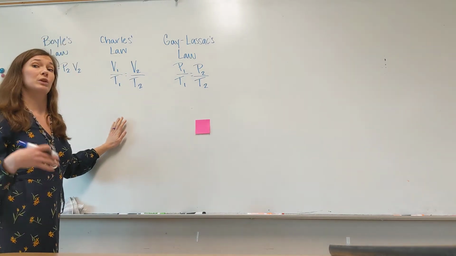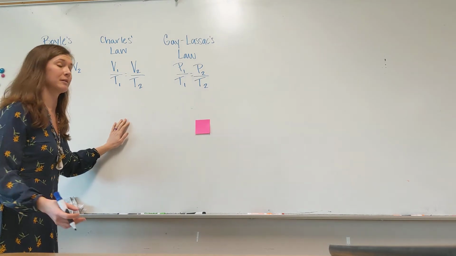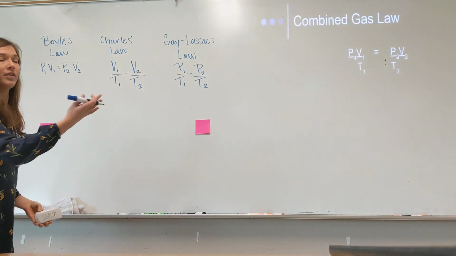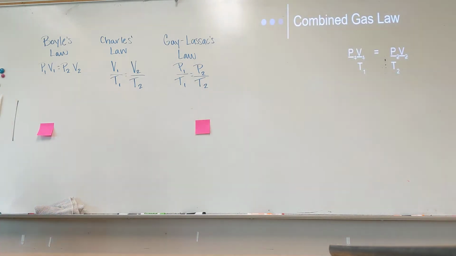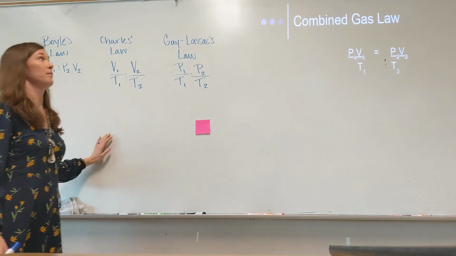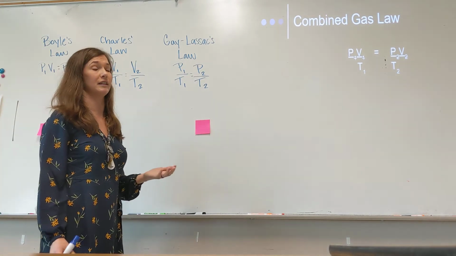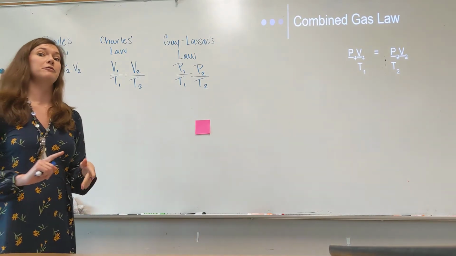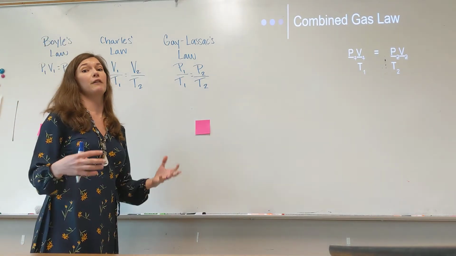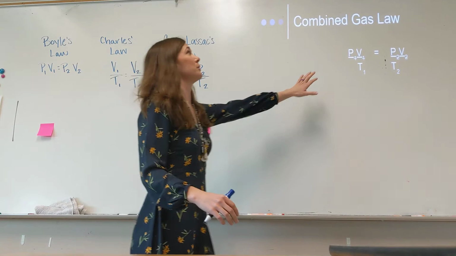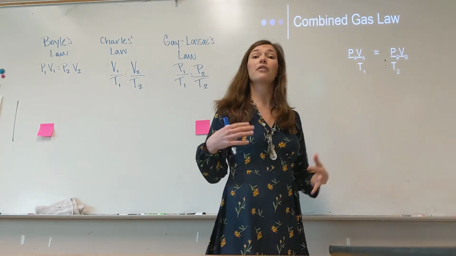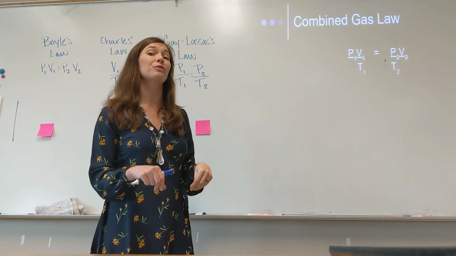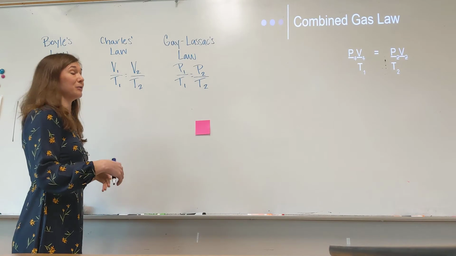So we can actually combine each of these equations to get the combined gas law. This would be the law that we use if none of those variables are constant. So if temperature is not constant, if volume is not constant, if pressure is not constant, but all of our variables are changing, we would use the combined gas law. Another thing I want to point out is that the combined gas law can be useful to you if you forget which law to use.